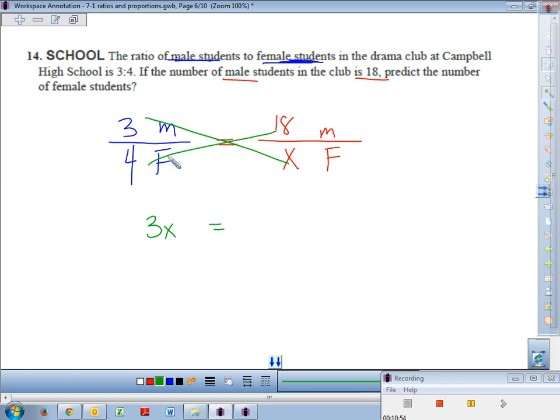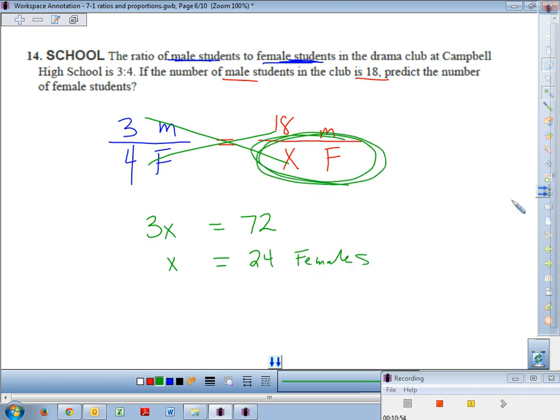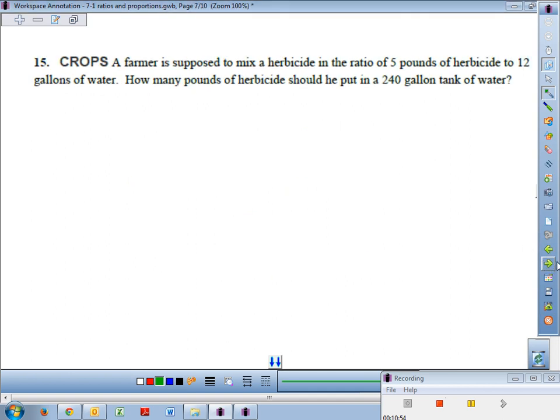4 times 18 is 40, and 32, which would be 72. And divide by 3, and get 24 females. How do I know females? Because that's what the label is next to X in my proportion.